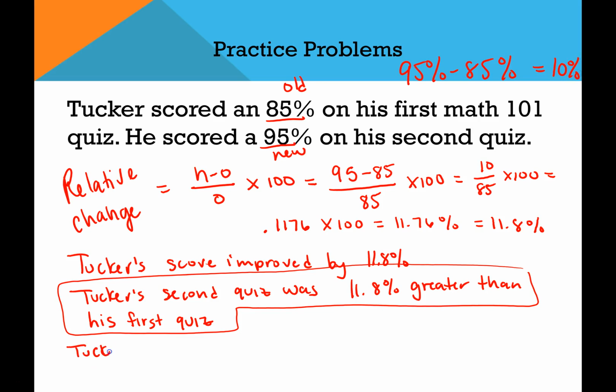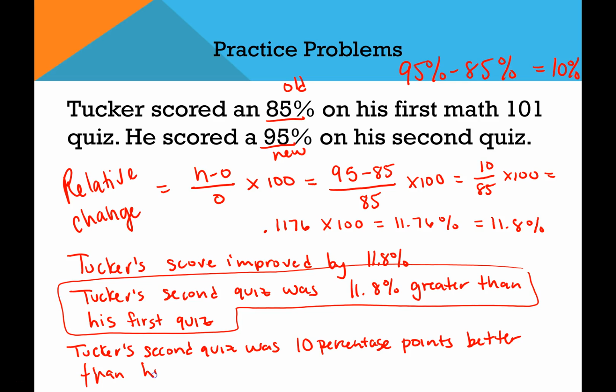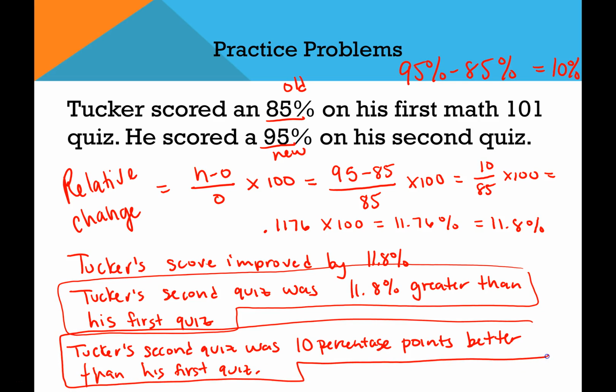So I would say Tucker's second quiz was 10 percentage points better than his first quiz. All right, so you can see that we can create two different sentences with different numbers, and they're both true. If you're going to say something with a greater than or implying a rate, you have to make sure you do new minus old over old. If you're just telling me how many percentage points different it is, you're just going to subtract your two percentages.